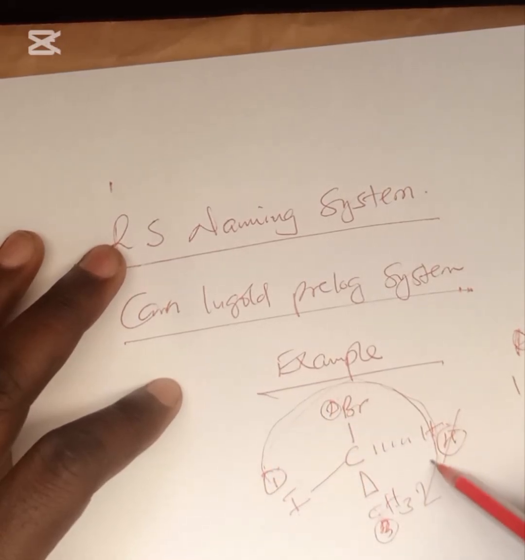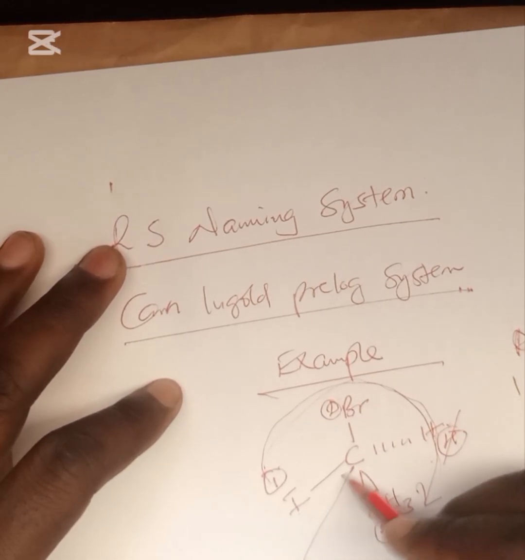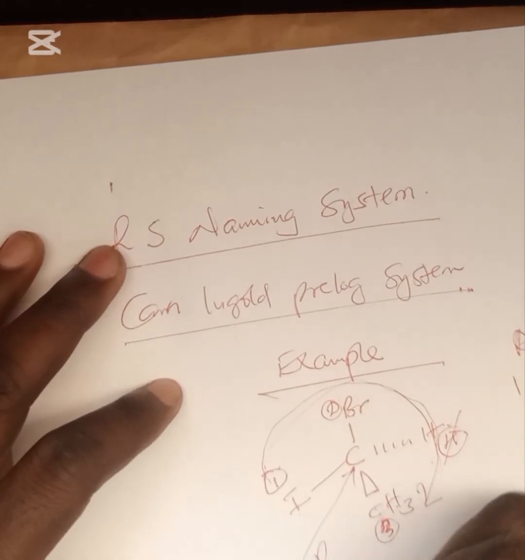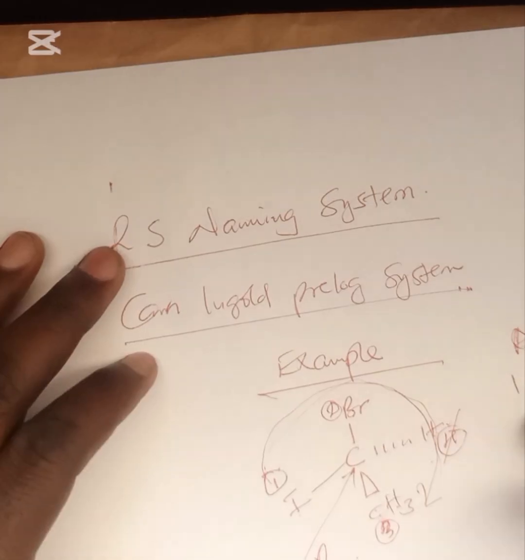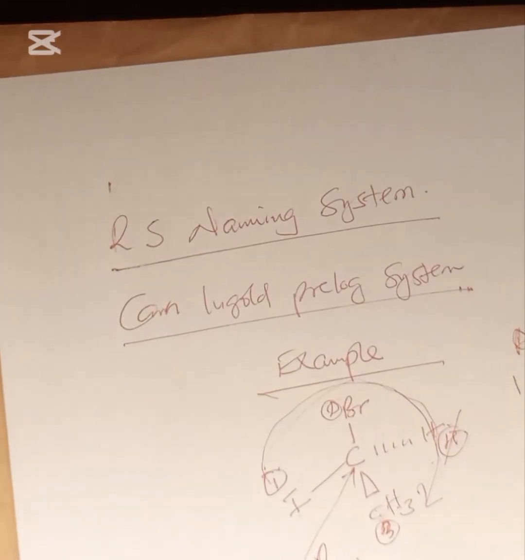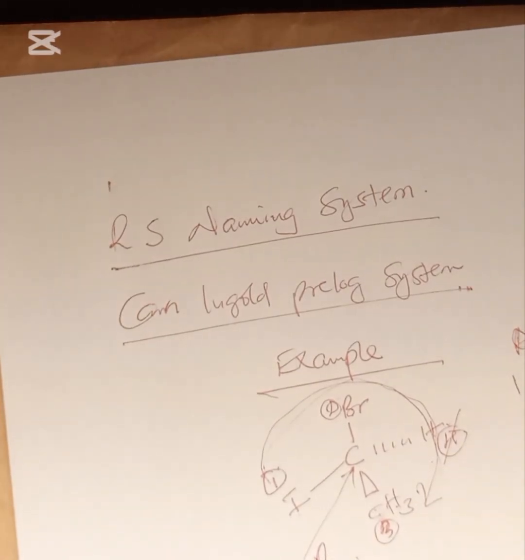So in this case, you're moving from 1 to 2 to 3, and the direction that you're taking is that of a clock. This is clockwise direction. So therefore, this configuration is R. So this carbon here is bearing a configuration of R. So this is how you assign the RS configuration to stereochemical compounds. That's number 1.